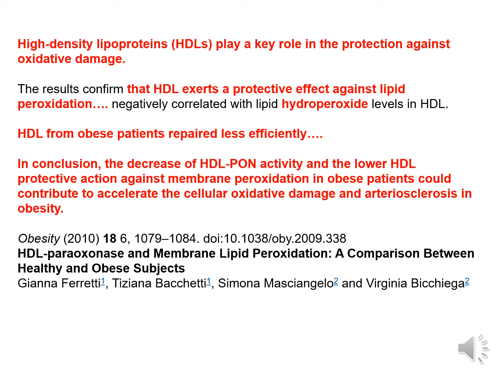You can read this at your leisure, but you can see it's from obesity. What it says, in the third line down, is that HDL from obese patients repaired less efficiently. So HDLs are different. Obese patients seem to have a less effective HDL for reverse transport and antioxidant activity than non-obese patients. So if you're an obese patient, you may have a high HDL, which may be good, but it may not be, because maybe your HDLs are not as efficient as they should be. So that's another reason for obesity: even though your numbers look good, the efficiency may not be good, so you need to lose that weight.